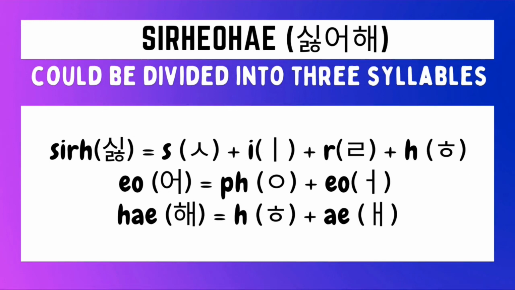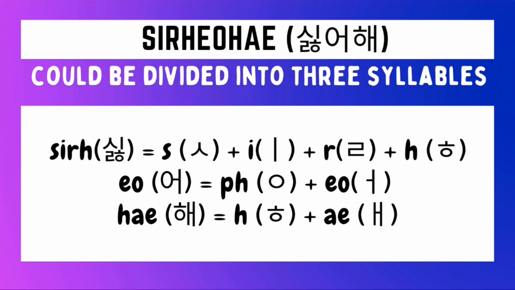How do we write SIRHEOHAE in Hangul? It is composed of three syllables, so let's start with the first one. To write the first syllable shir in Hangul, we need to draw first a siyot character, followed by an e character, followed by a real character, followed by a hiyot character. So that's for the first syllable.